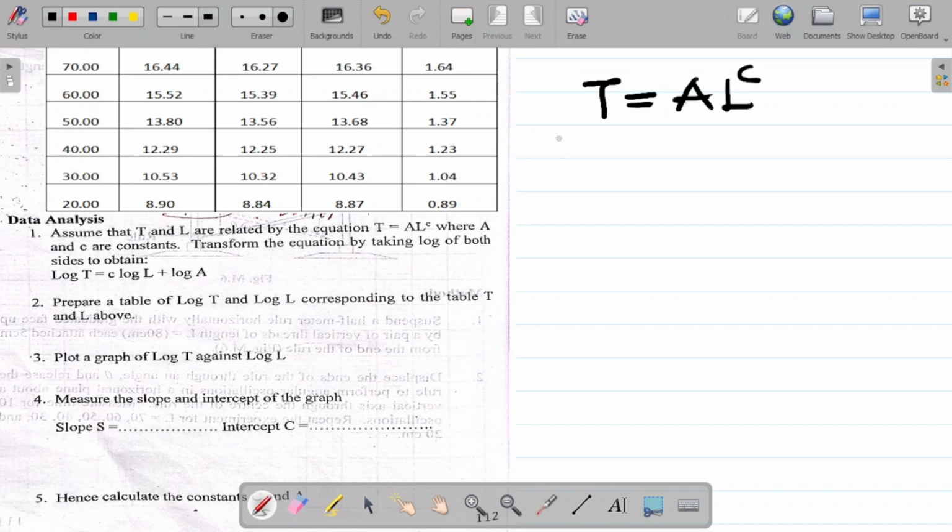How do you do that? So first things first, take log of both sides. So I have that log of T, left hand side, is equal to log of everything on the right hand side. That becomes log A L to the power C. So we have this. So what's next?